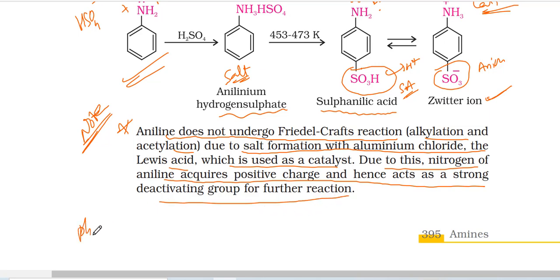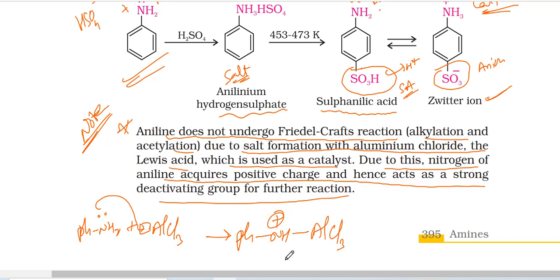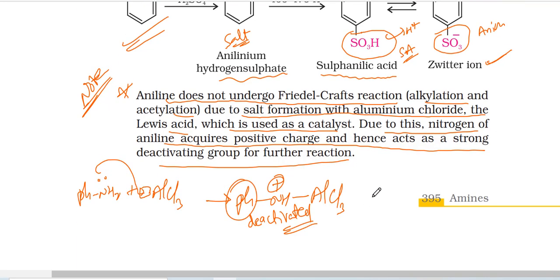If you use aniline plus aluminum chloride in the Friedel-Crafts reaction, the aluminum chloride reacts directly with the NH2 group, forming NH2 with positive charge bonded to aluminum chloride. So now it is acting as a ring-deactivated benzene. In deactivated benzene there is no alkylation or acylation. That is the reason Friedel-Crafts alkylation cannot take place. This is important, a note point, star mark.